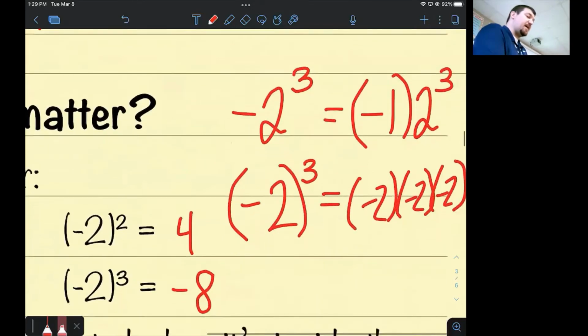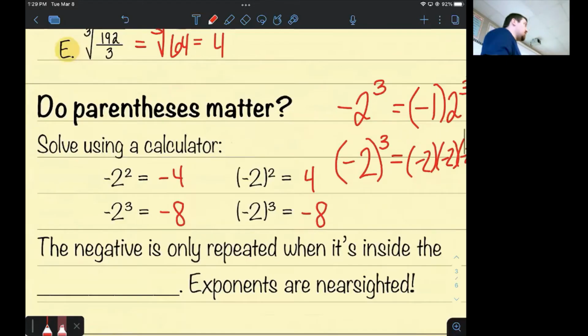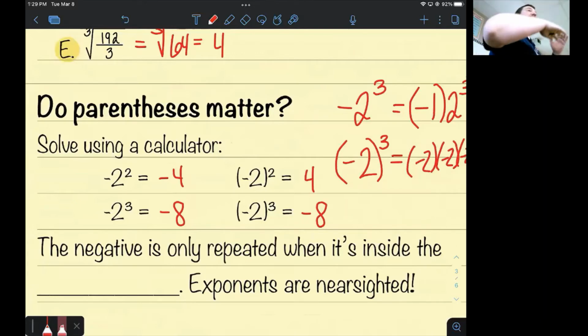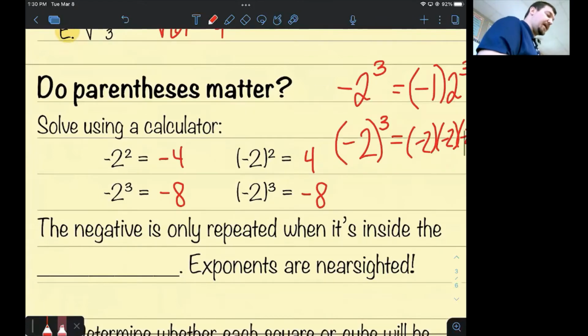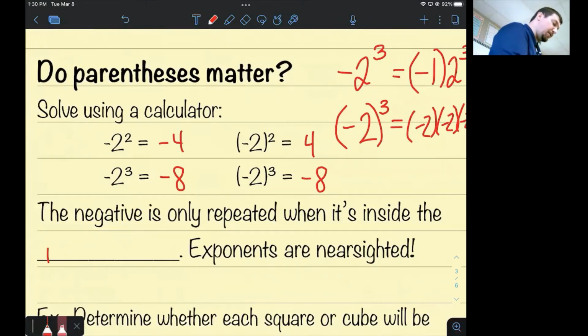It happens to be that when you do negative times negative times negative, you get a -8. And if you do 2 to the third power times -1, it's still -8. So the parentheses, I guess, aren't as important when you're cubing a number, but when you're squaring it or raising it to the 4th, 6th, 8th, 10th, 12th, 14th powers, any even power, the parentheses are extremely important. Okay, because that's going to affect whether it's a positive or negative answer. But for a cube root or a cube, it's not going to matter as much. So the negative is only repeated when it's inside the parentheses.